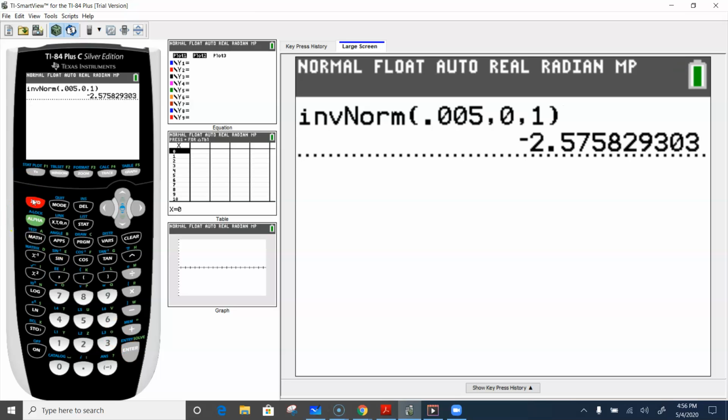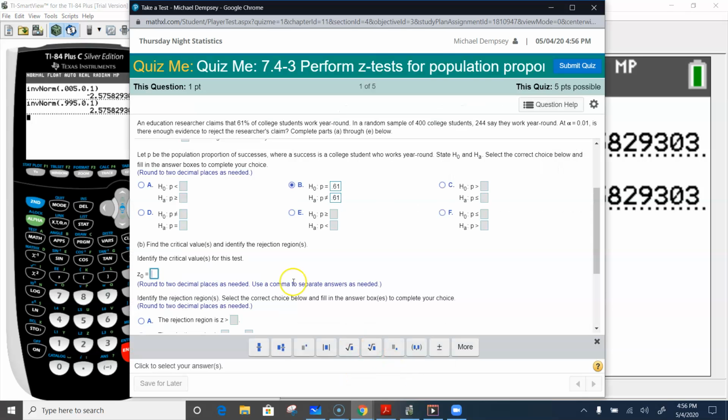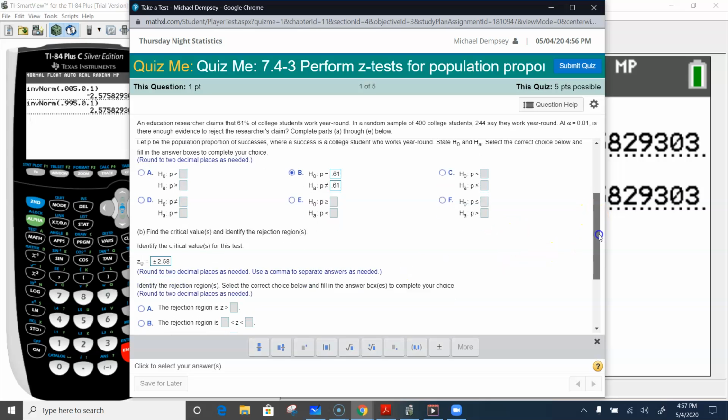Like I said, if I hit second enter here, I'll show you what I mean. The critical value is a plus or minus deal. If this was 0.995 and I wanted the right tail critical value, it gives me the same answer, just one's plus, one's minus. So 2.576. Let's see how many decimal places they want. 2 decimal places, that would be plus or minus 2.58, right? Yeah, 2.576 will go up to 2.58, plus or minus.